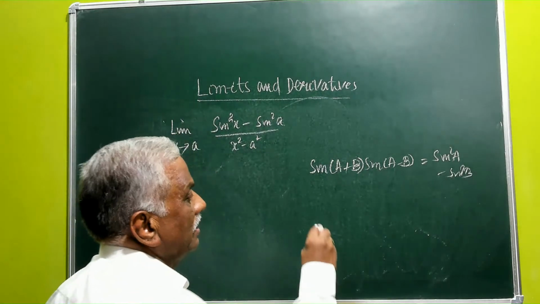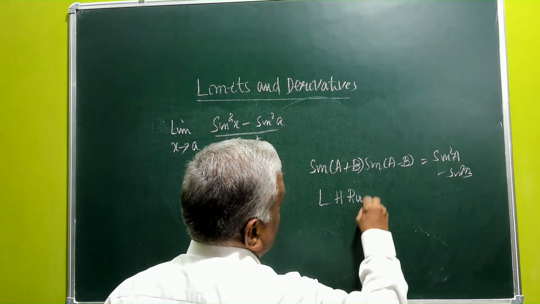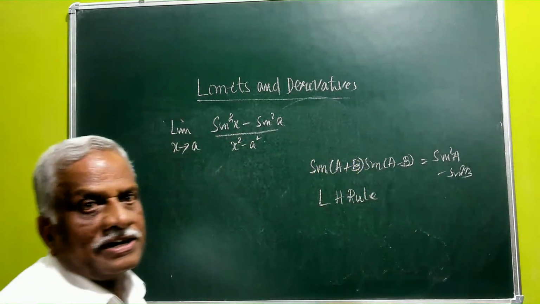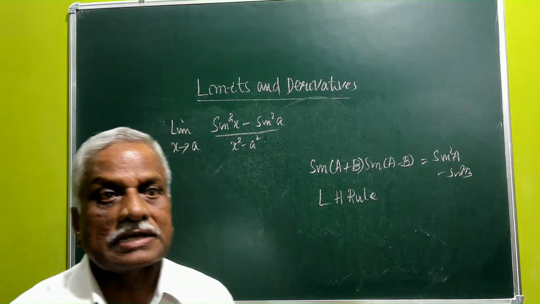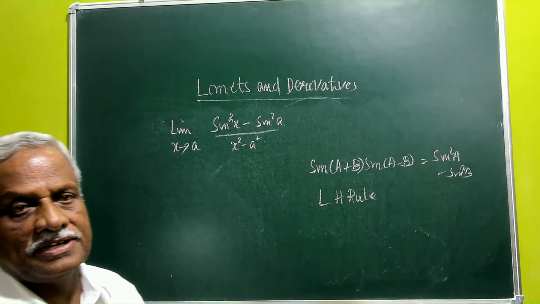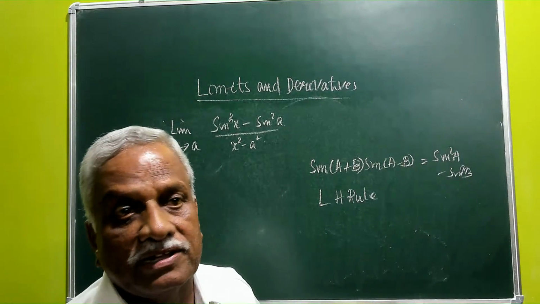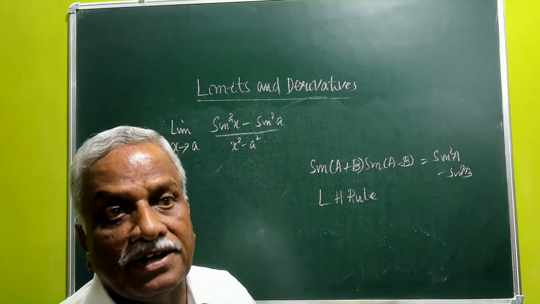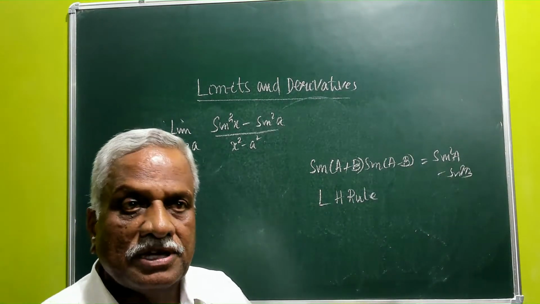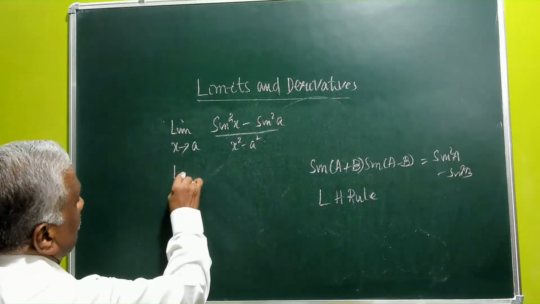There's a method called L'H rule. What is L'H rule? Yesterday while closing class I have discussed, you can differentiate numerator and denominator and put the value to get 0 by 0 again or infinity by infinity, or in simple words an indeterminate form. We can go on differentiating until we get the answer. So let us differentiate this.